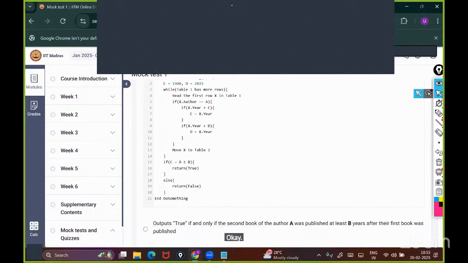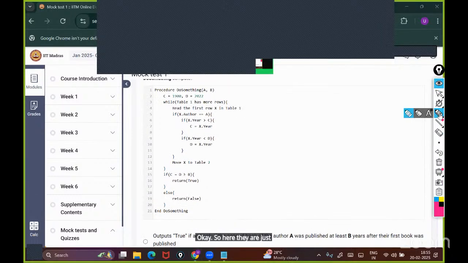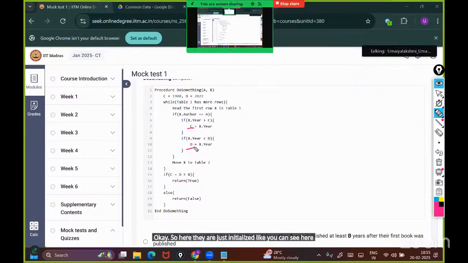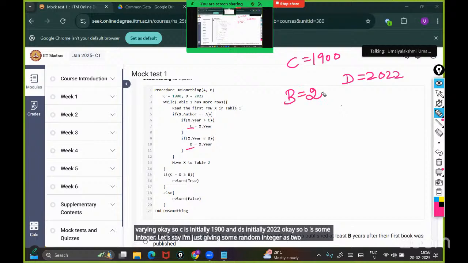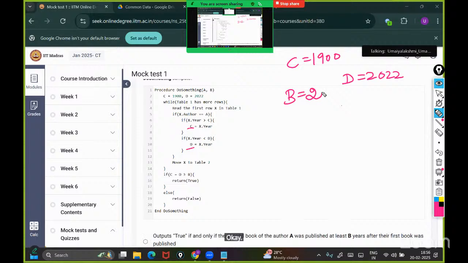So here they just initialize, and you can see C and D keep varying. C is initially 1900 and D is initially 2022. B is some integer, let's say I'm giving a random integer as 2. A is an author name. Let's say I'm taking the author name as Kalam, just for the instance, people.